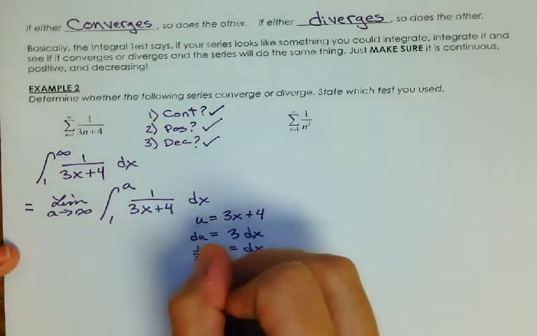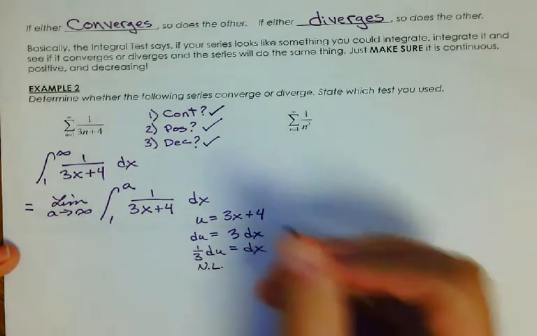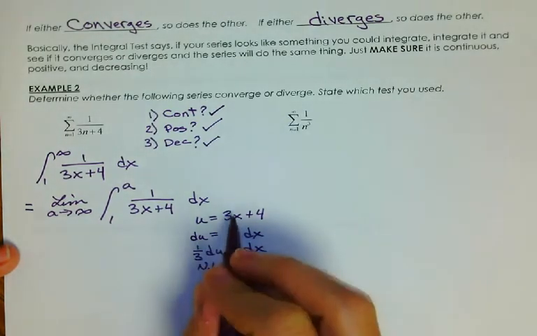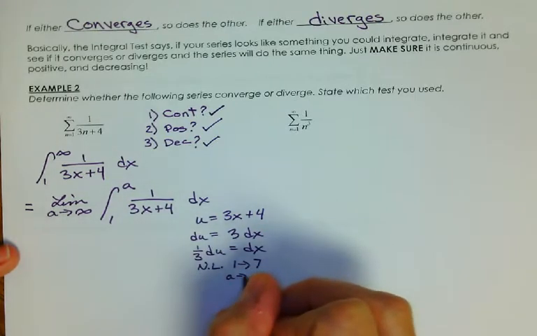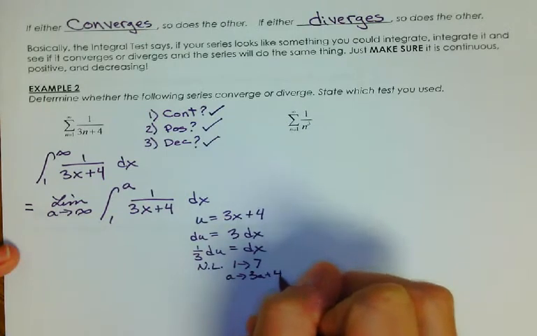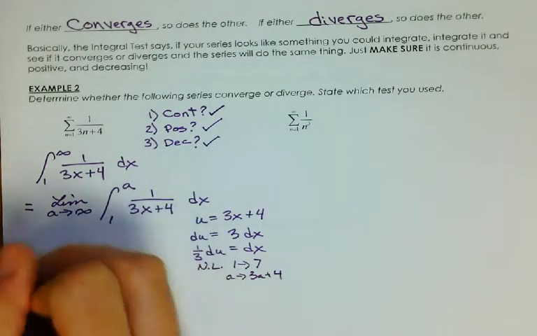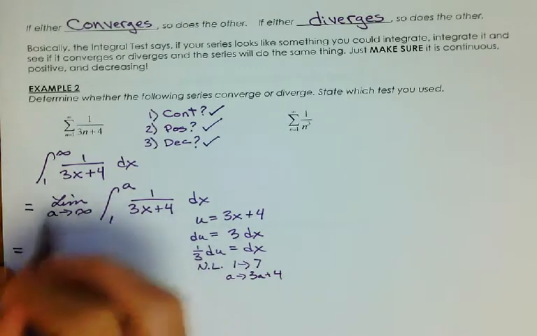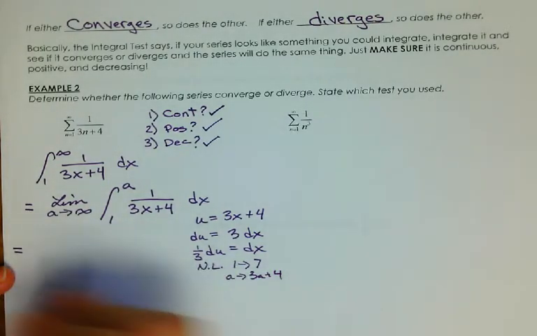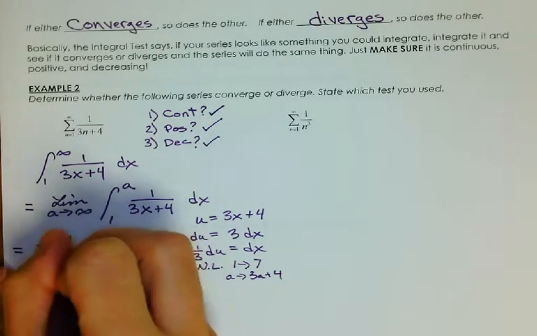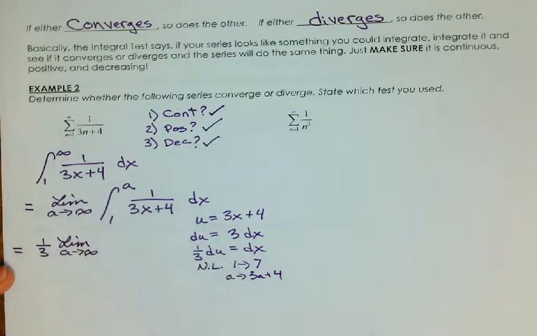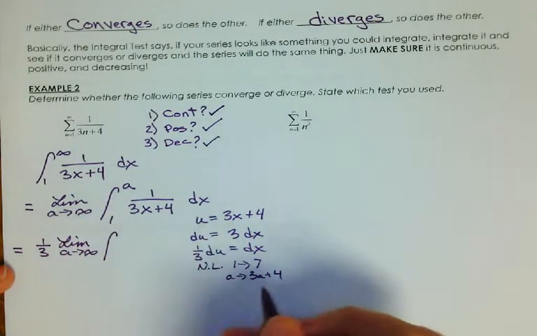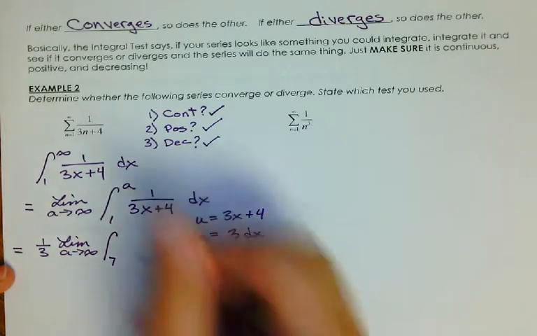All right, and don't forget to adjust your limits. So my new limits: it was at 1. Now when I plug 1 into u, I get 7. And it was a. When I plug a into there, I get 3a plus 4. So now I can say that this is equal. Notice I didn't do anything with this limit. I'm going to take that 1/3 and pop it way out. So I'm going to say 1/3 the limit as a goes to infinity. If it makes you feel better, you could put the 1/3 over here. It doesn't matter. And now I'm going to be integrating from 7 to 3a plus 4.